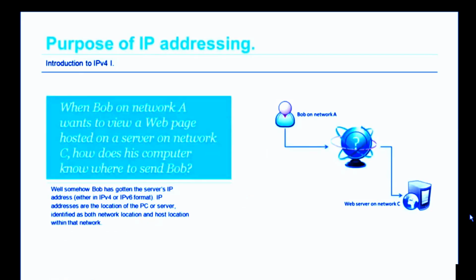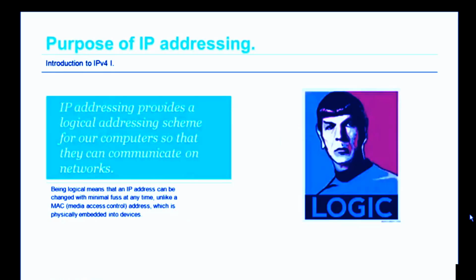When Bob on network A wants to view a web page hosted on a server on network C, how does Bob's computer know where to send him? Well, somehow Bob has gotten that server's IP address, either in IPv4 format or IPv6. IP addresses are the location of a PC or server or some other network device that identifies it by both its network location and host location within that network.